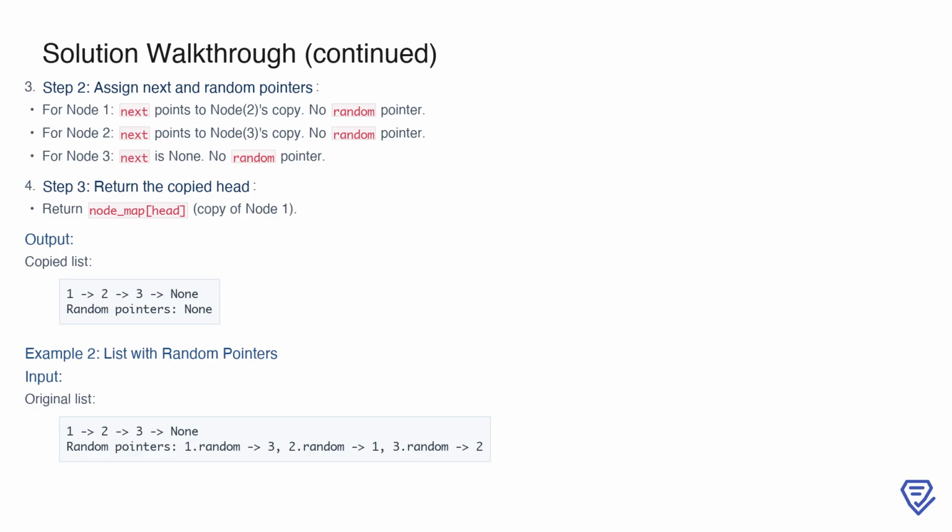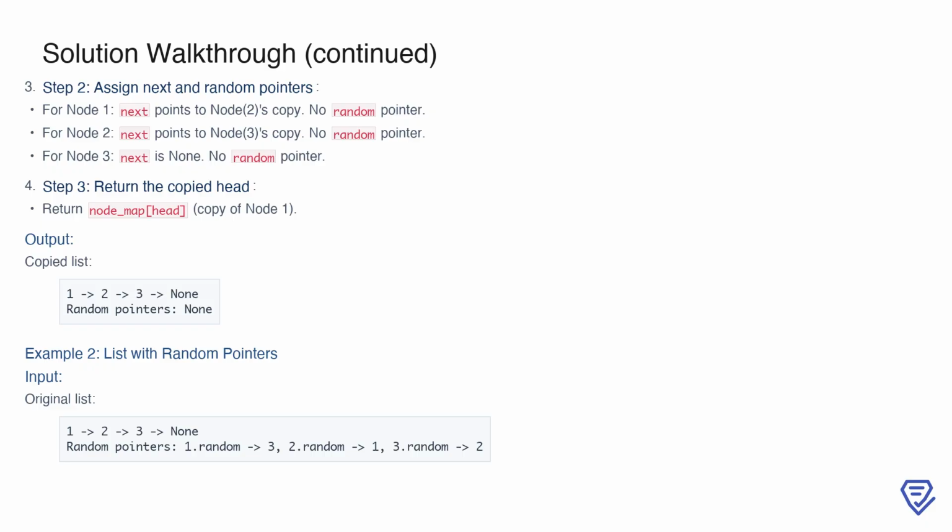In step 2, we assign the next and random pointers for the copied nodes using the mappings in node_map. Starting with node 1, we set its copy's next pointer to the copy of node 2, which is stored in node_map. Since node 1 has no random pointer, we leave the copy's random pointer as none. Next, for node 2, we set its copy's next pointer to the copy of node 3, and again, the random pointer remains none since the original node 2 has no random. Finally, for node 3, we set its copy's next pointer to none, as node 3 is the last node in the list, and there's no random pointer to assign.